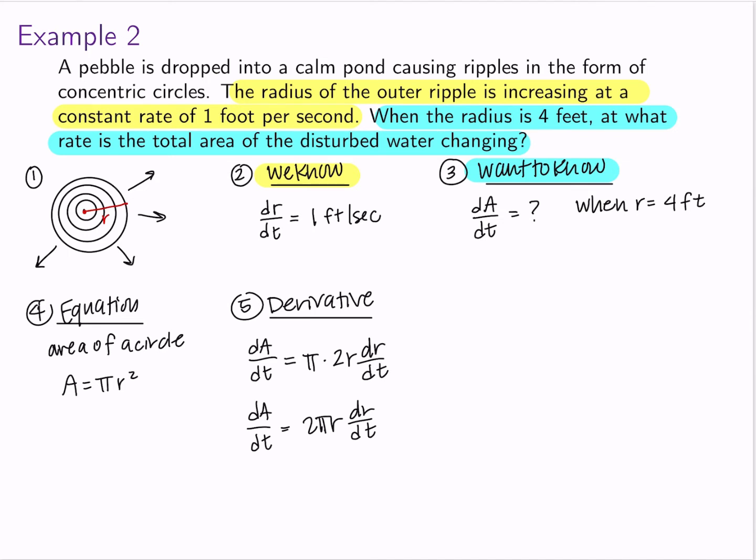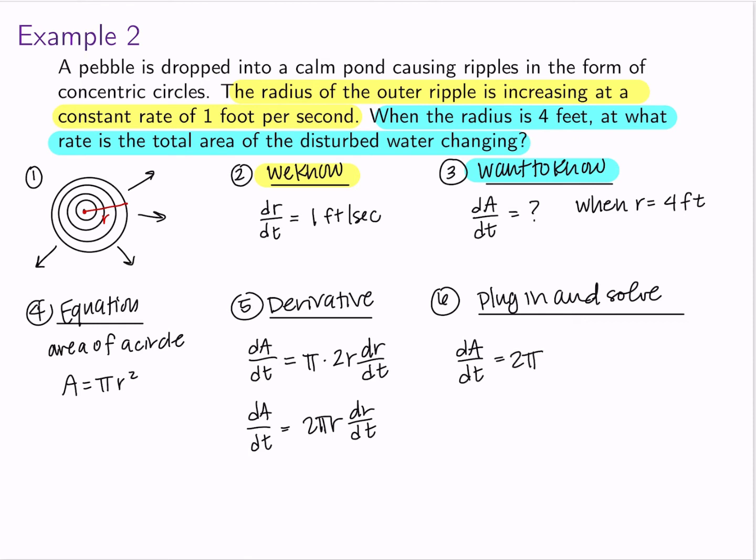Either way is fine. All right, so step 6, now I need to plug in and solve. So how do I plug in and solve? I need to look at my derivative and plug in the rates and things that I know. So I'm going to start over on the left with dA dt. What is dA dt? Oh, well, I don't know that. I'm looking for dA dt, so I'm going to leave it as dA dt. Equals 2 and pi are constants, so I'm just going to leave them alone.